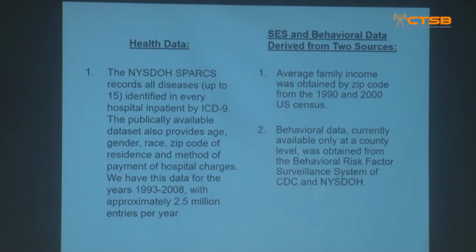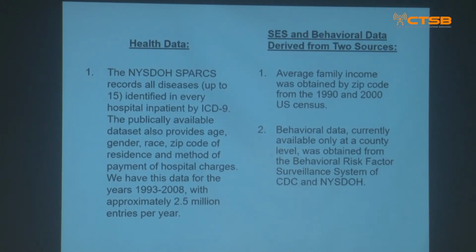So that health data comes from the New York State Department of Health. It's called SPARCS. It has information about age, race, gender, date of birth, and how you paid for your hospitalization. It doesn't have your name, although that information is collected by the health department. They don't give it out. It doesn't tell you your home street address, but it tells us the zip code in which you live.